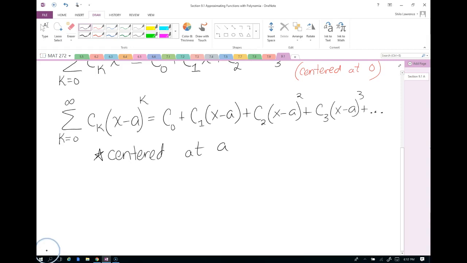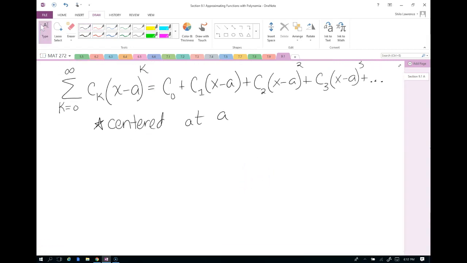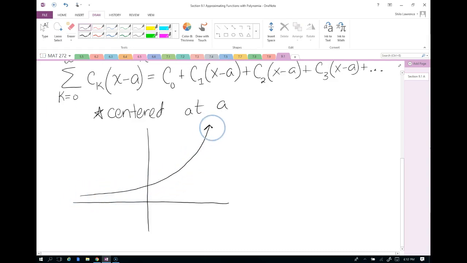So like I said a moment ago, one of the main reasons we do this is so that we can come up with a polynomial approximation for functions that we don't typically write as polynomials. And one example of that is, let's say, the e to the x graph, which looks like this.